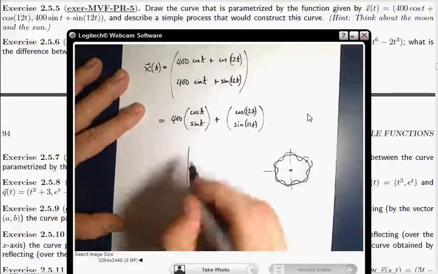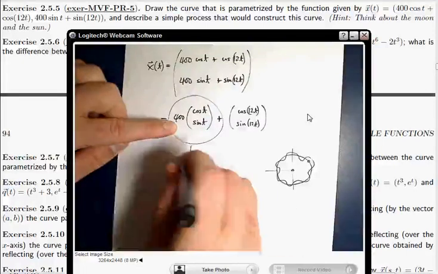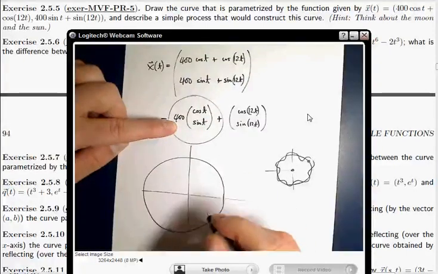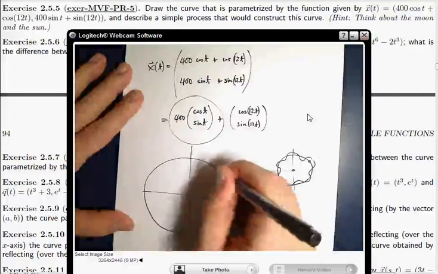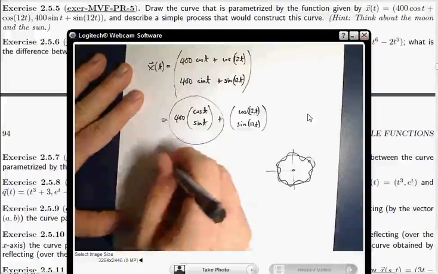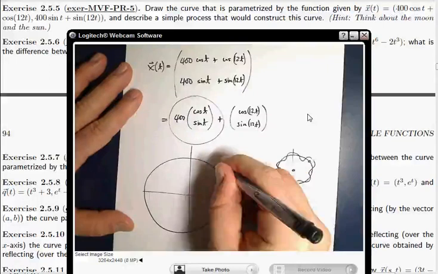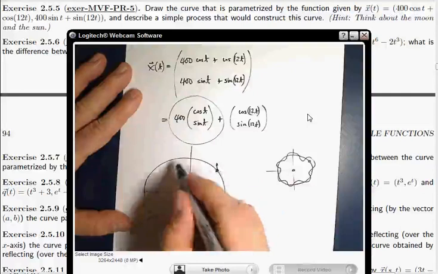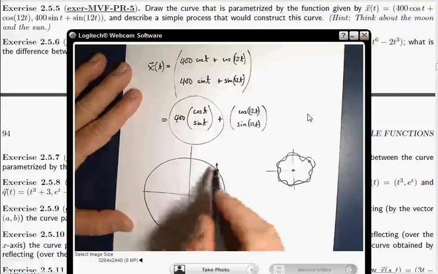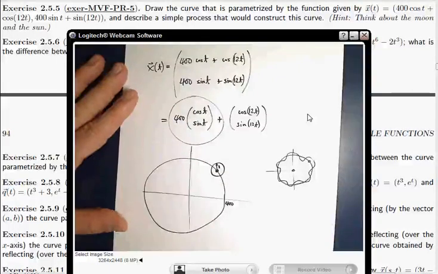The process is you take that term there, which parameterizes a nice, easy circle of radius 400. And then as you're moving around there, this represents some little additional vector that's going to be rotating around that point as that point moves along. And it's going to be rotating 12 times as fast. It's got radius 1. Does that make sense?